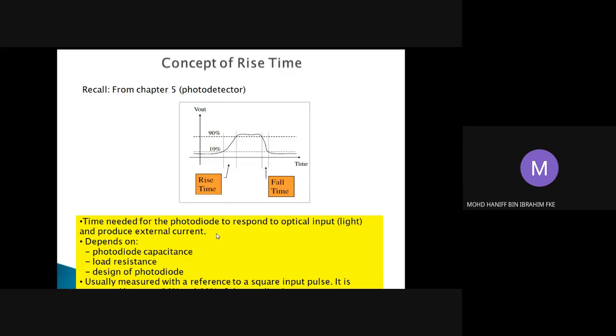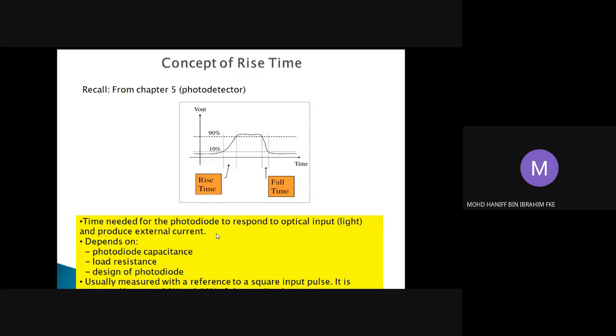The rise time concept, I think we have come across in chapter 5, when we learned about photodetectors. The rise time is very important because it enables us to calculate what the bandwidth of our component should be. In chapter 5, the rise time is used to measure or calculate the bandwidth of our receivers or photodetectors.